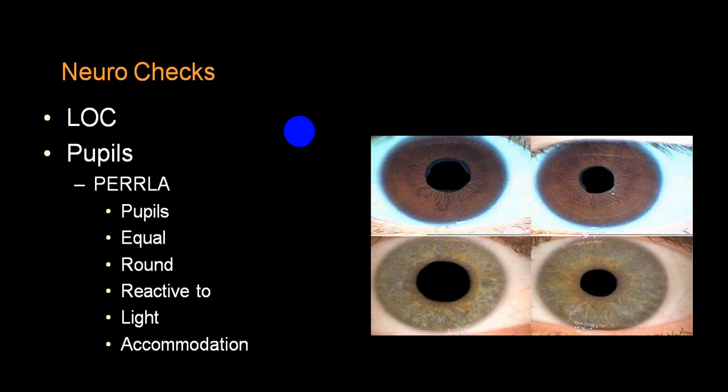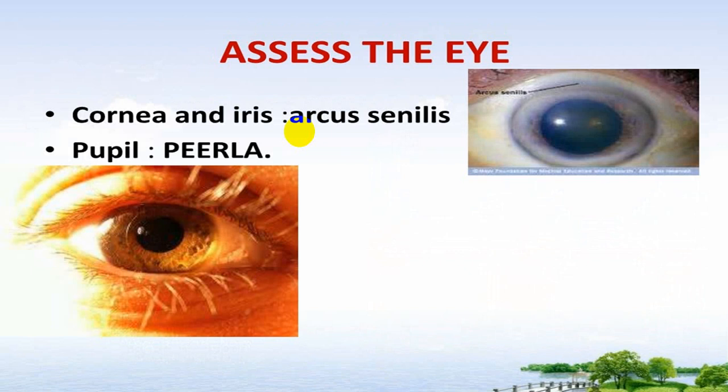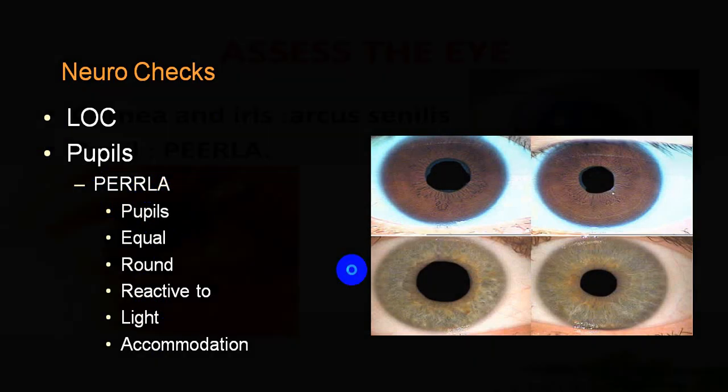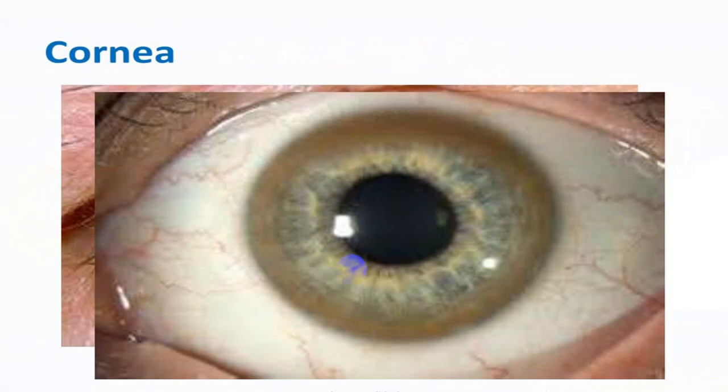Pupillary examination is very helpful. We'll be discussing it with the third cranial nerve and separately in pupillary examination. So always look at the pupil size, equal or not, round or not, reactive to light and accommodation. So in short form it is called PERRLA: pupil, equal, round, reacting to light and accommodation. So that is done in a pupillary examination. So you look for that.